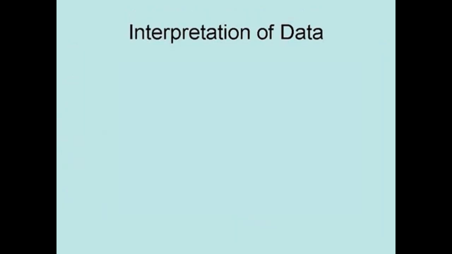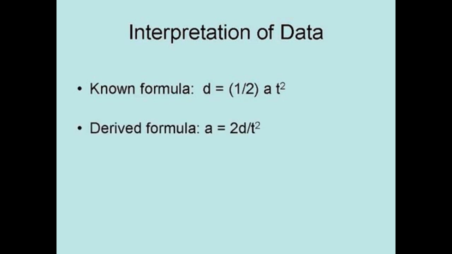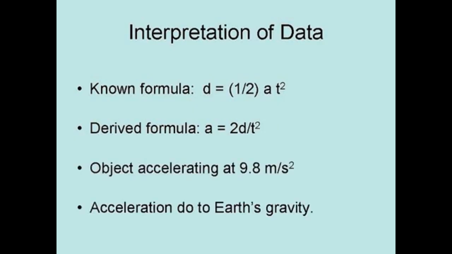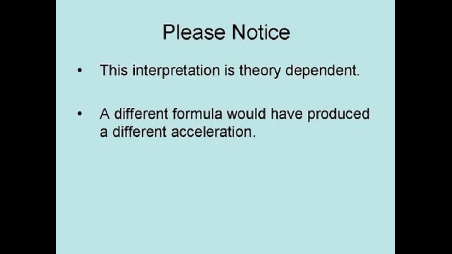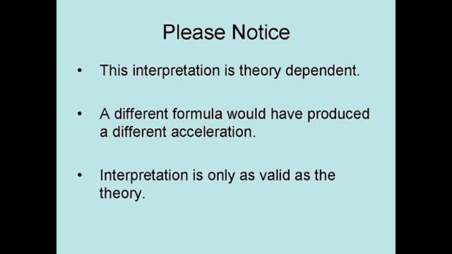To interpret the data, we go to a known theory, in this case the known formula for the distance of an accelerating object over time, and derive from that a formula for acceleration to calculate the object's acceleration at 9.8 meters per second squared, which is the acceleration due to Earth's gravity. Please note that this interpretation is theory dependent. If a different formula had been used, it would have produced a different value for the acceleration. As a result, the interpretation is only as valid as the theory on which it is based.